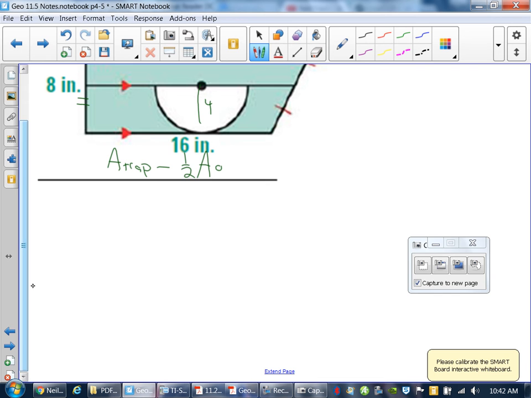The area of the trapezoid is 1/2 the height of 8 times the sum of the bases, which were 20 and 16, otherwise known as 36. Is it okay if I just put those together right away? Yeah, that's fine. Then to that I have to subtract half of pi r squared.